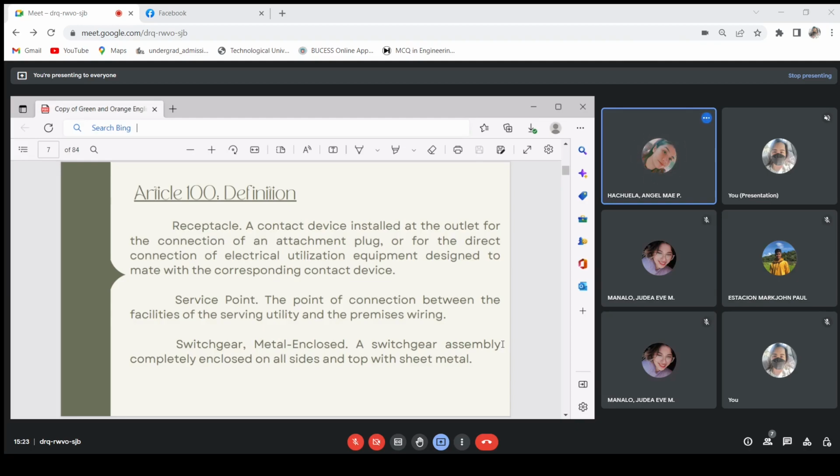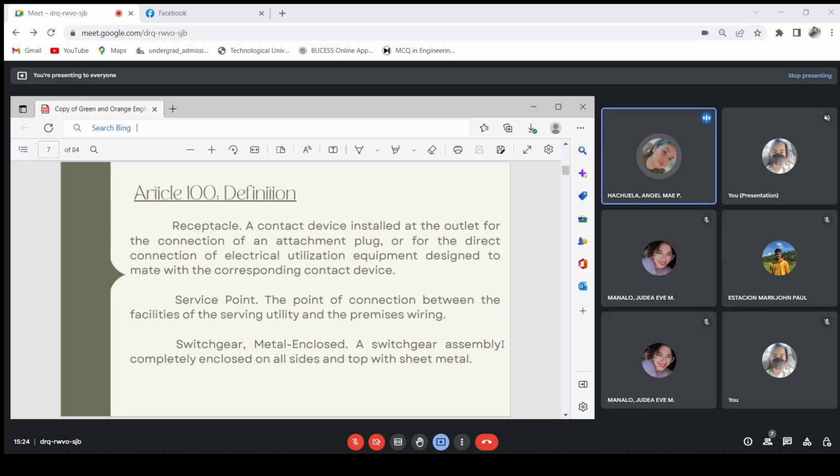Next is switchgear, metal enclosed. A switchgear assembly completely enclosed on all sides and top with sheet metal. This assembly may include control and auxiliary devices. Access to the interior of the enclosure is provided by doors, removable covers, or both. Metal enclosed switchgear is available in non-arc resistant or arc resistant construction. So, meron din tayong tinatawag na switchgear metal clad.